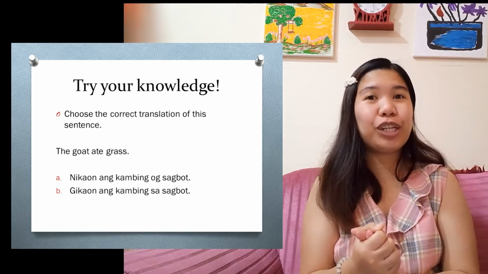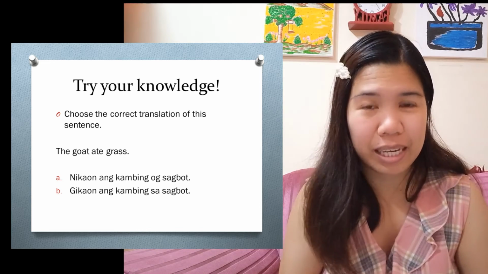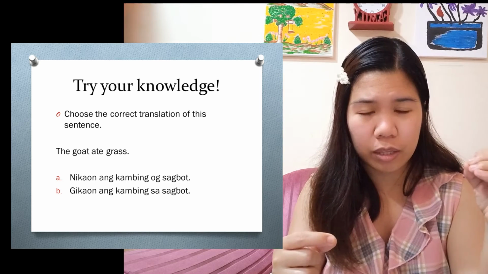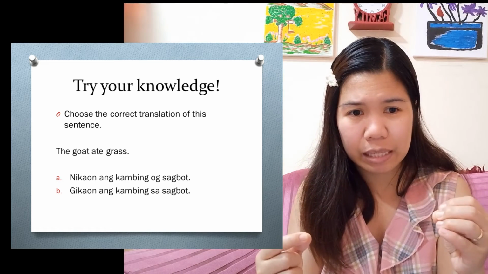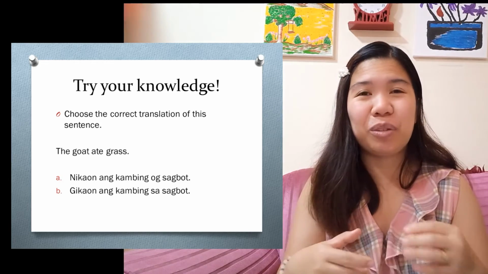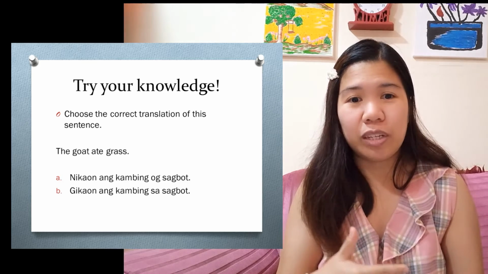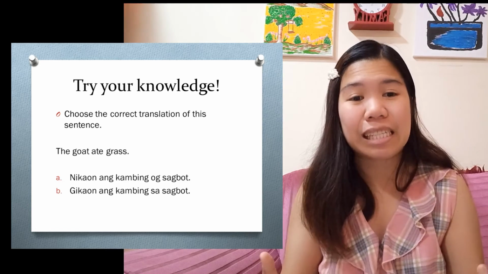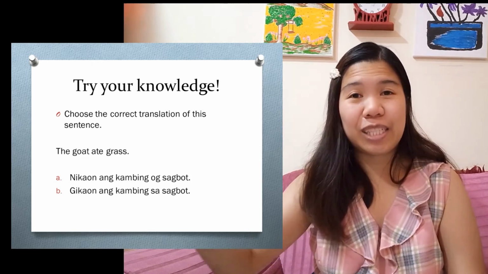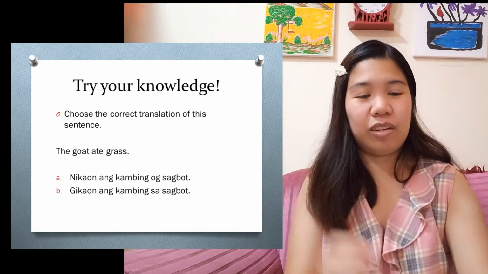Yes, it's letter A. Because letter B does not make sense actually. If you notice, gikaon ang kambing, so the goat was eaten by the sagbot, the grass. So letter B actually does not make sense, or if you translate it in English, it sounds funny. The kambing, the goat is eaten by the grass. So, okay, the correct answer is letter A. The goat ate the grass.